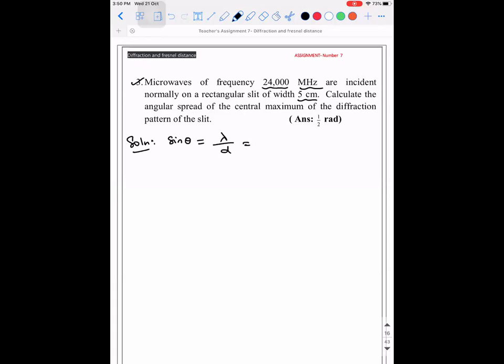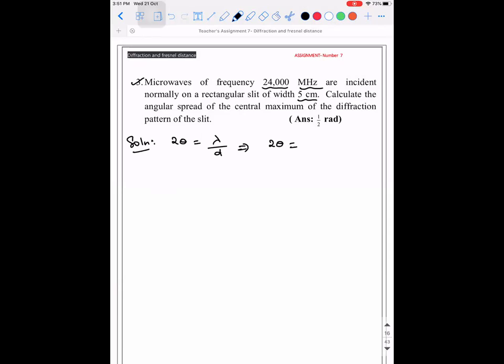So lambda you can calculate. So they've asked, what have they asked? They have asked the angular spread of the central maximum. So you know the angular spread 2 theta is equal to lambda by d. We can directly go with this.